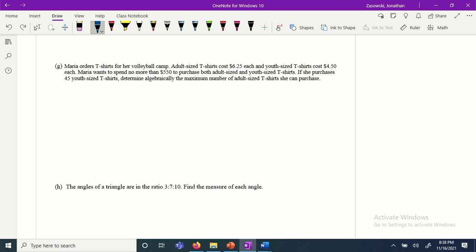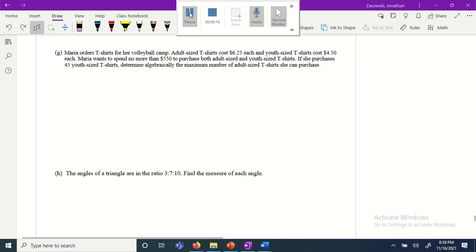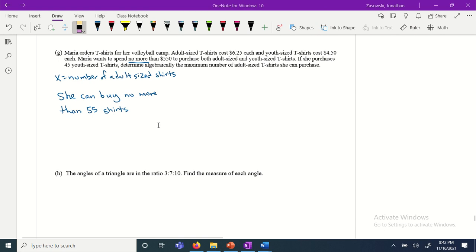Okay, let's take these last three questions for homework here. So let's see if we can figure out how many adult size t-shirts you can purchase. All right, try this one on your own, and then we'll take a look at it. Okay, hopefully we got that she can buy no more than 55 shirts.